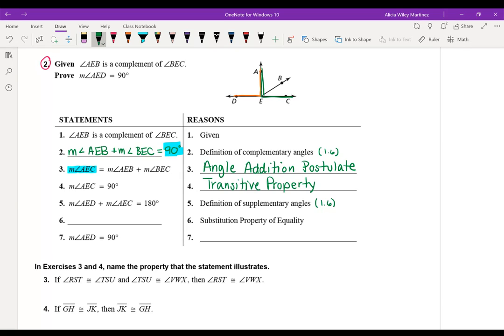Okay, so let's think about what they could possibly be substituting. One thing I know is that my goal, my proof statement, is to get the measure of angle AED by itself. It would be really cool if I could get this all by itself, and I'm almost there.